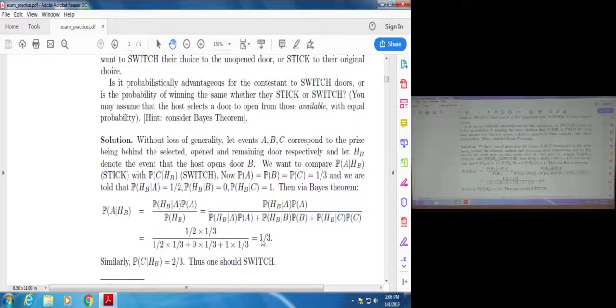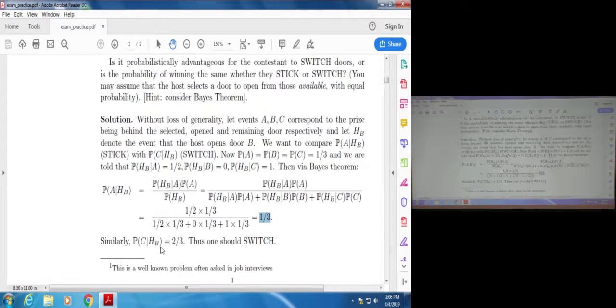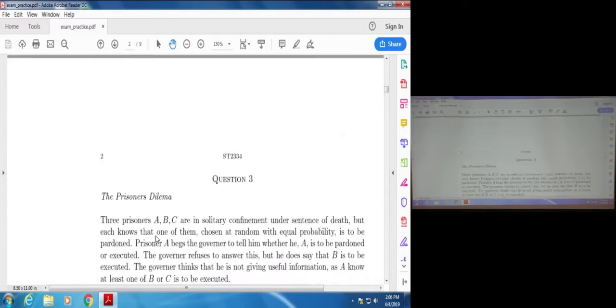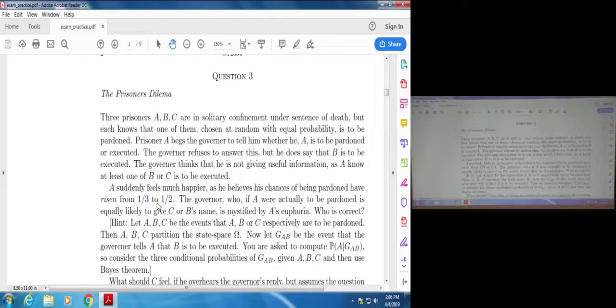So that's 1/3. Okay, and if you do the same calculation, except replacing this one with the quantity C here, you'll get 2/3. So in this particular solution, it's more advantageous to switch because you're 2 times as likely to have the prize behind the door B. Okay. So that's the solution to question number 2.